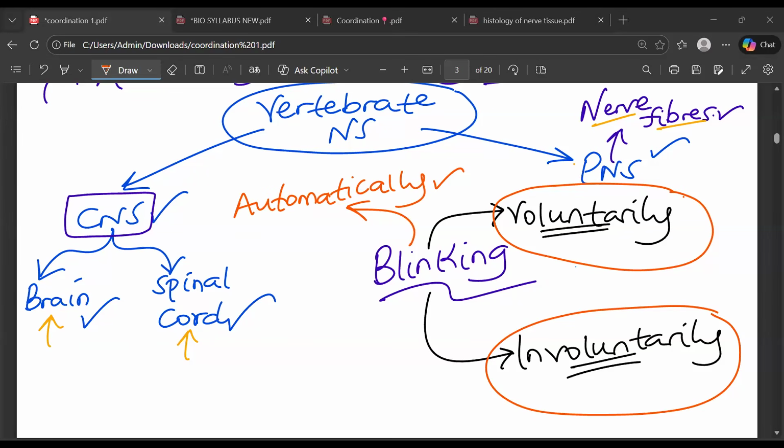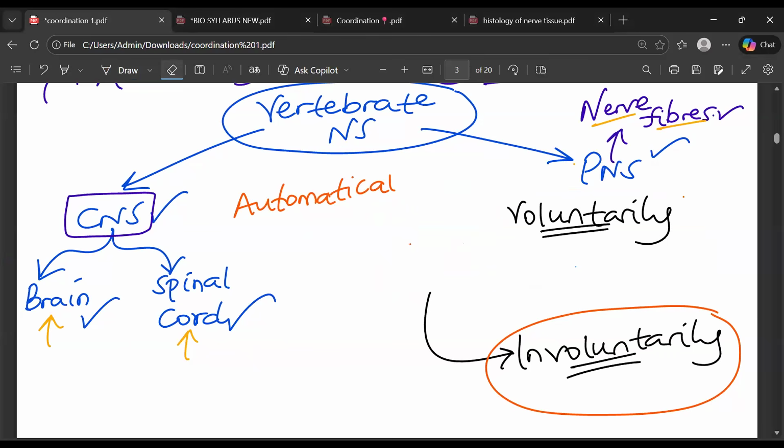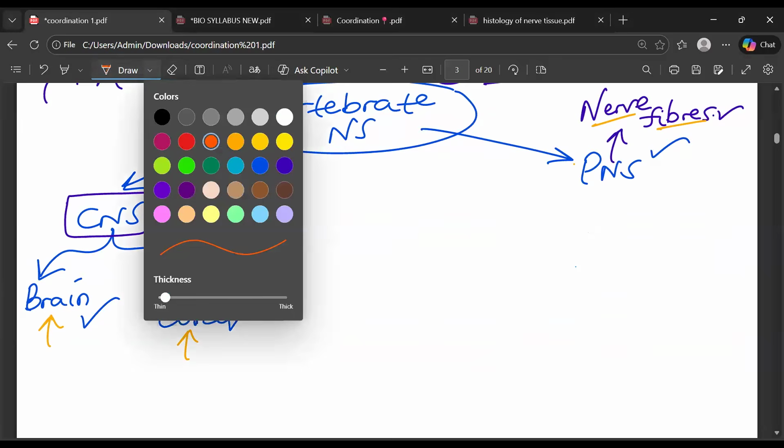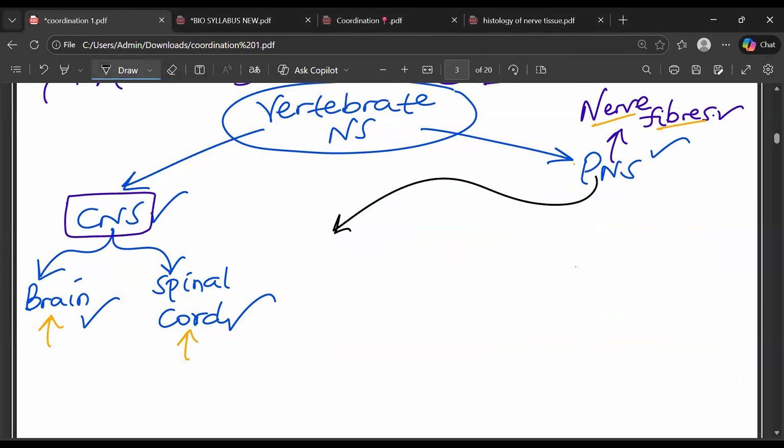I think people now know it. Yeah, so if people are saying that blinking is automatic and automatic is involuntary, that's what you people are saying, not so? That automatic is involuntary. Yeah, you guys are right. So this is where we have those activities that are automatic and not automatic.